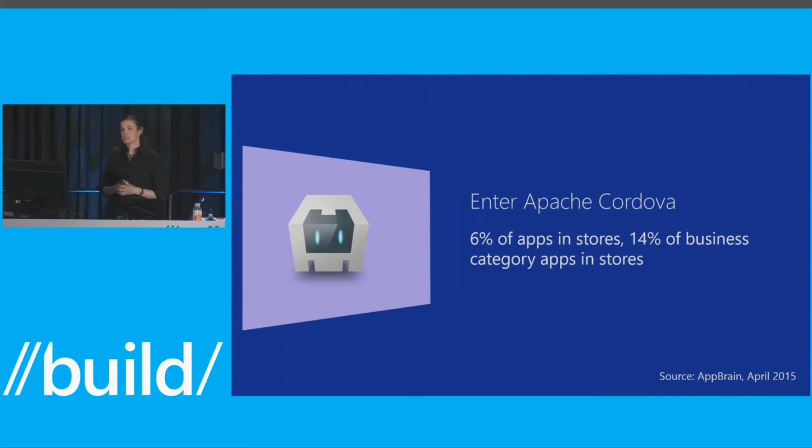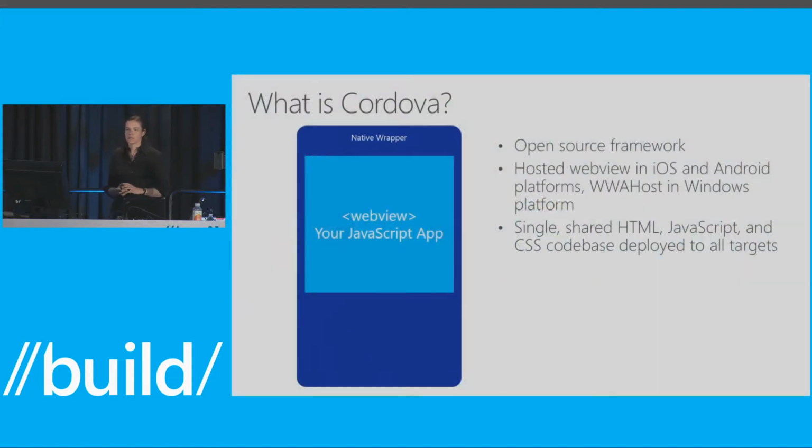And today we see 6% of apps in stores, specifically the Google Play Store and the iOS Store, are built using Cordova. And 14% of apps that categorize themselves as business apps, you would probably think of these as line of business apps, use Cordova to be implemented. The numbers for app deployments behind the firewall, using Intune and other deployments like that, are higher. And so with that landscape, we're going to talk about what Cordova is and how it works.